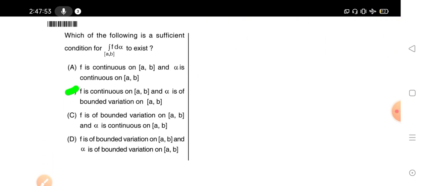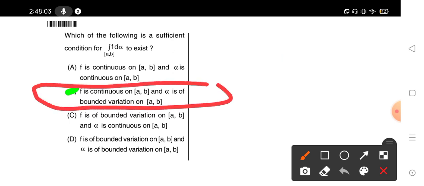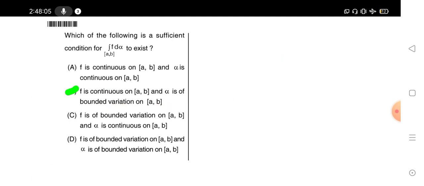Which of the following is the sufficient condition for the integration of f d alpha over closed interval ab to exist? Option: f is continuous on closed interval ab, alpha is a bounded variation on closed interval ab.